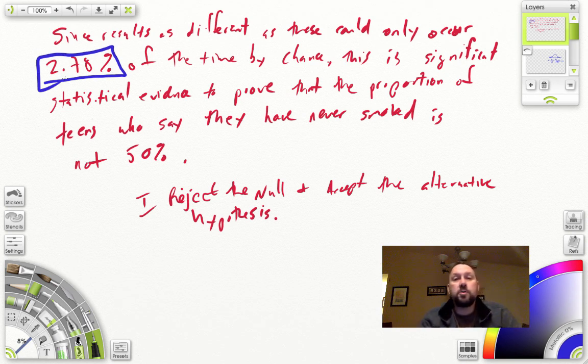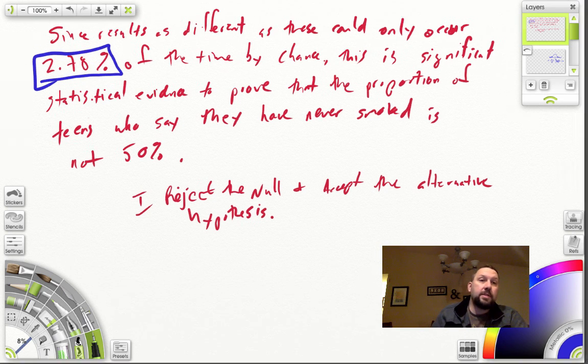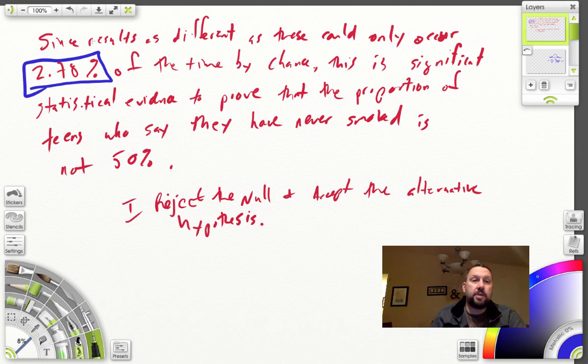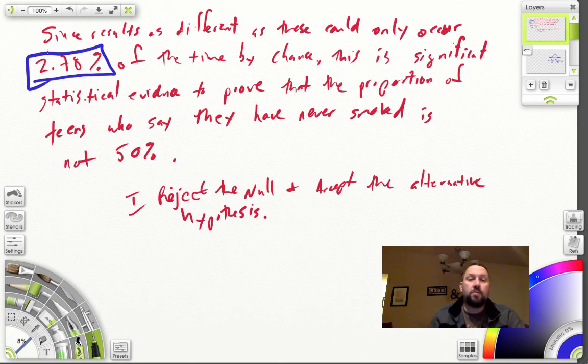All right. Since results as different as these could only occur 2.78% of the time by chance, this is significant statistical evidence to prove that the proportion of teens who say they have never smoked is not 50%. This, my friends, is a necessary thing to say. You need to say all of that top portion when you're working on a problem. Then I say, therefore, I reject the null and I accept the alternative hypothesis.